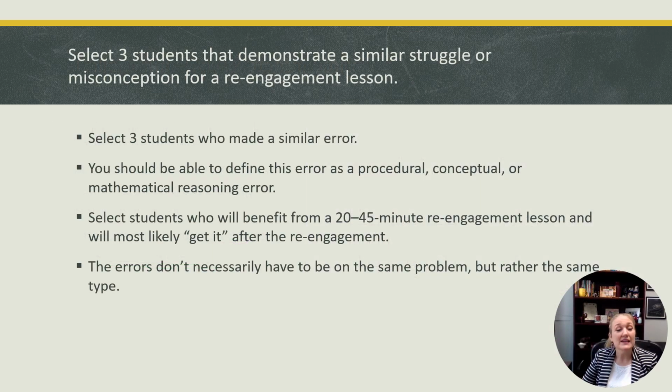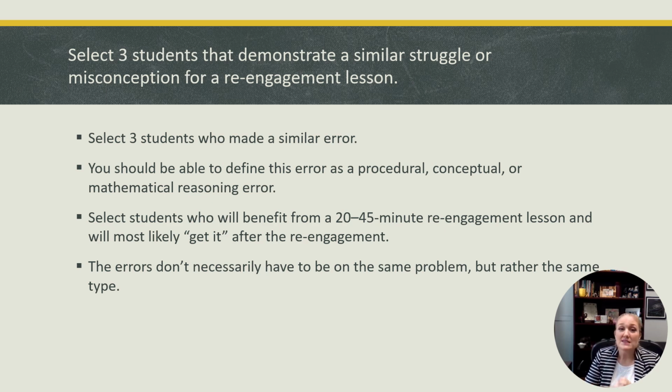After you collect and analyze your student work from every student in your classroom, you're going to select 3 students that demonstrate similar struggle or misconception, and you're going to be teaching them a re-engagement lesson. You want to pick students who made a similar error. You want to define whether that error was procedural, conceptual, or reasoning. And those 3 students should have that same type of error.